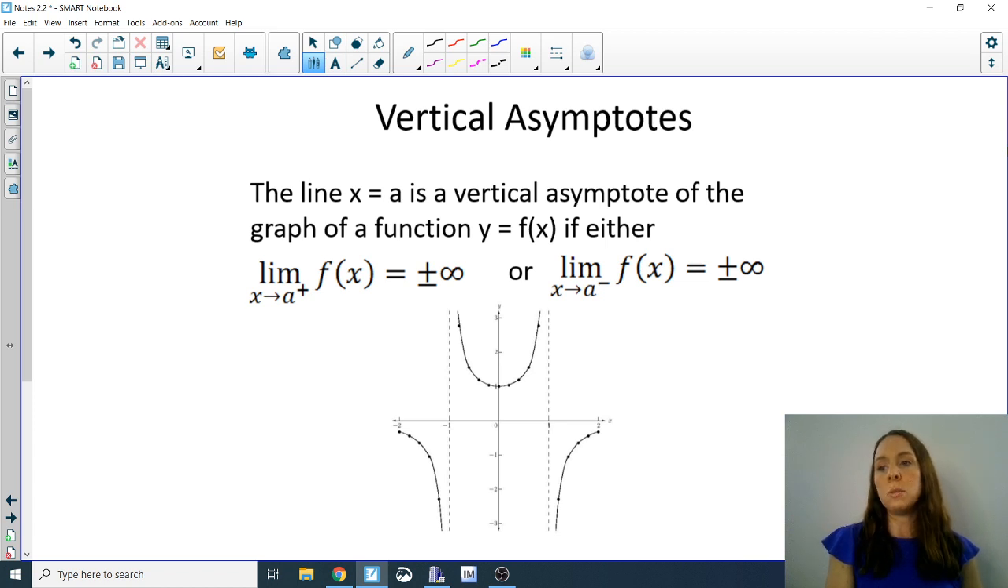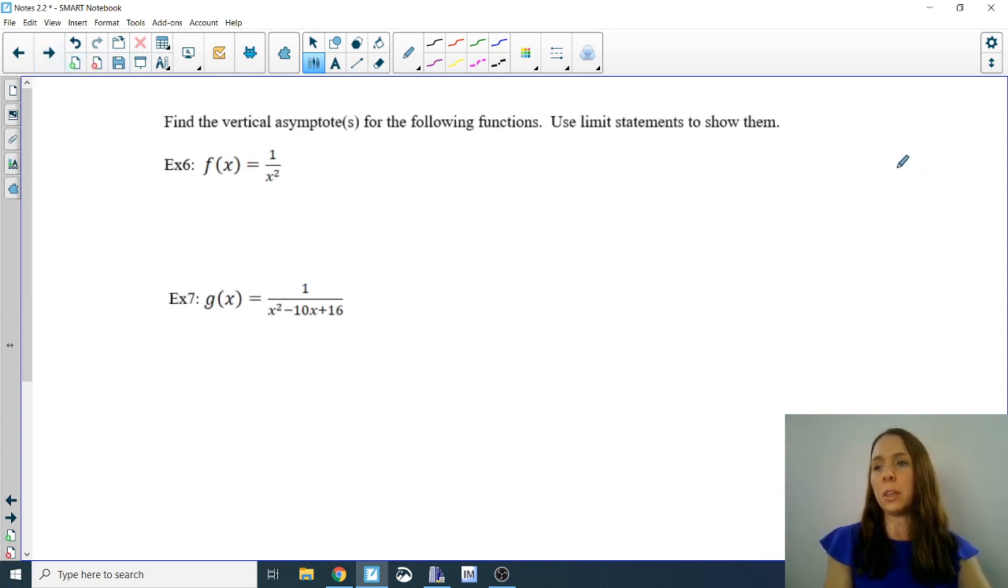So the line x equals a is a vertical asymptote of the graph of a function y equals f of x if either the limit as x approaches a from the right of f of x equals either positive or negative infinity, or you could say you're approaching the x coordinate from the left, and again you're getting positive or negative infinity. Okay, so I'm going to go over the next two examples fairly quickly because vertical asymptotes is an idea that we will discuss later on again.